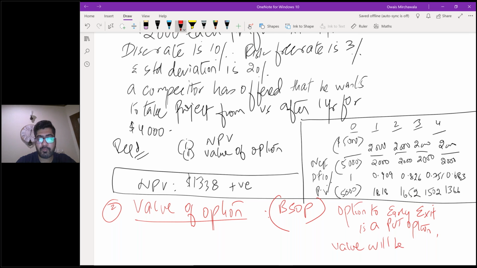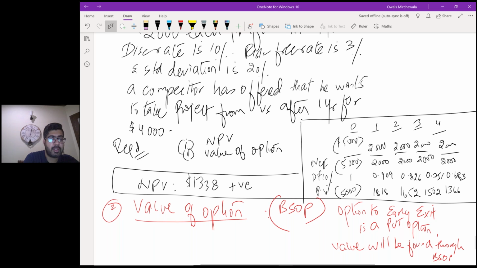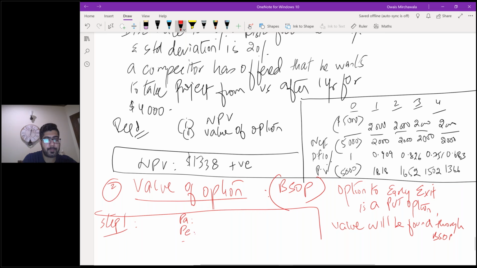Value will be found through BSOP. Option to early exit is the put option. Now, once you have made up your mind that value will be found through BSOP, 5 steps. First step is PA, PE, RST. Now you need to learn PAP.